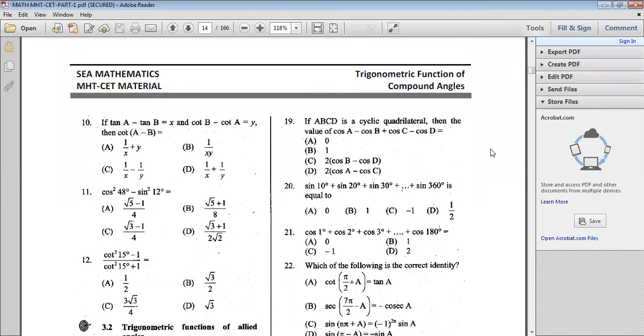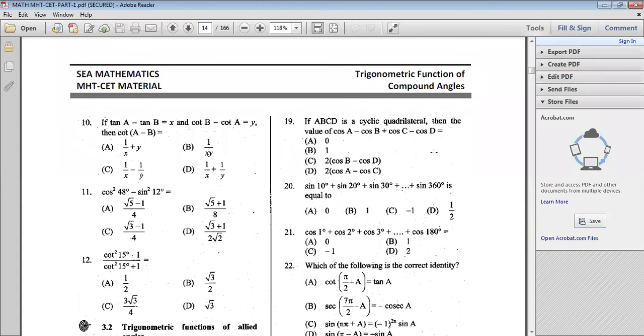Observe this 19th problem. It is also similar. ABCD is a cyclic quadrilateral. Then what is the value of cos A minus cos B plus cos C minus cos D? If you observe the options, 0 and 1 are there, the third option is in terms of B and D, and the fourth option is in terms of A and C.